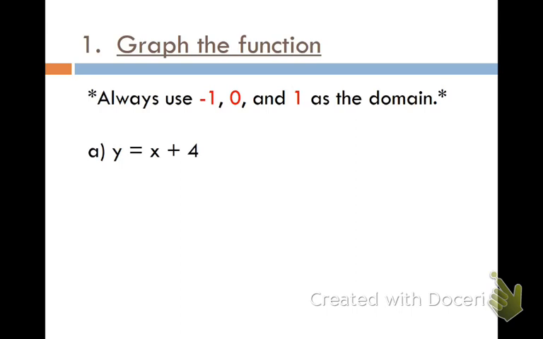You just want to remember we're going to do 3 points when we graph. Just kind of like when we did our line graph before, we just did 3 points. We're only going to graph 3 points for this, and we'll use -1, 0, and 1 as the domain. So the first problem we have today is y equals x plus 4.